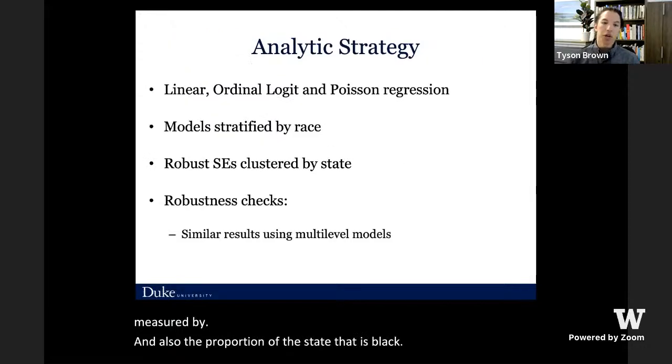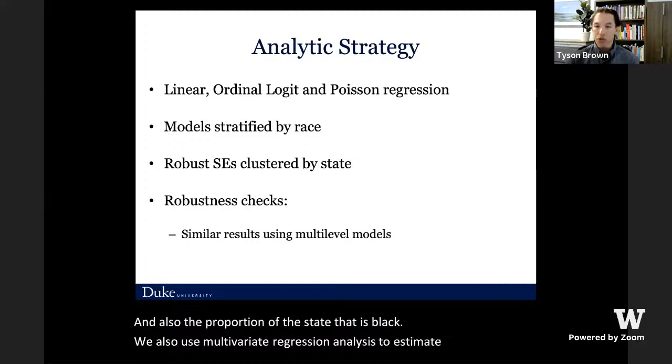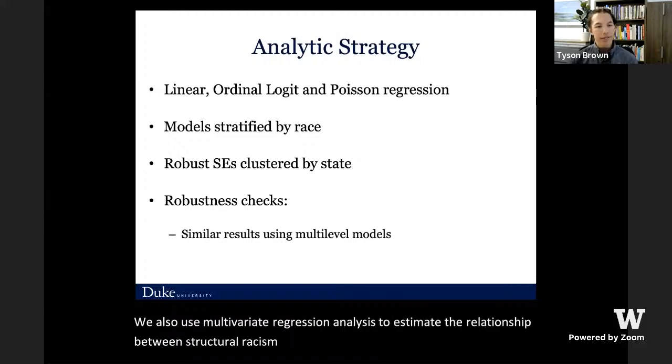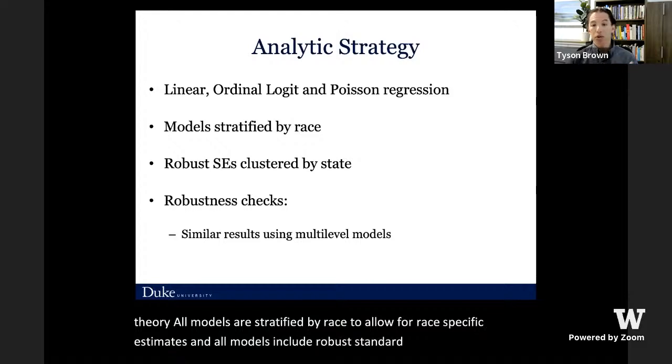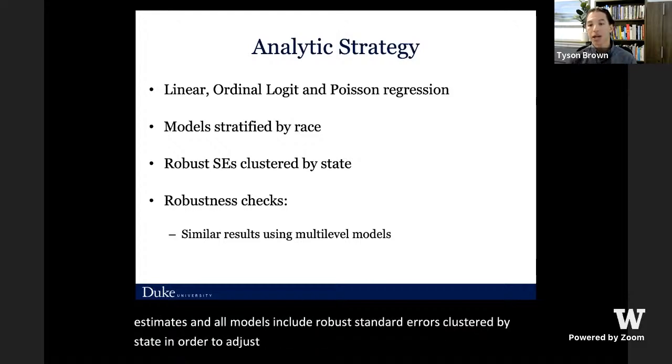We also use multivariate regression analyses to estimate the relationship between structural racism and health outcomes. And consistent with theory, all models are stratified by race to allow for race-specific estimates, and all models include robust standard errors clustered by state in order to adjust for heteroscedasticity and also non-independence. Results were also similar using multi-level models.